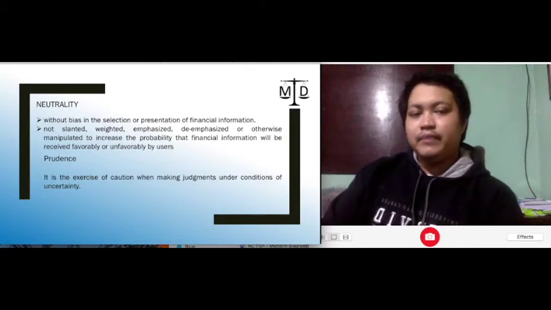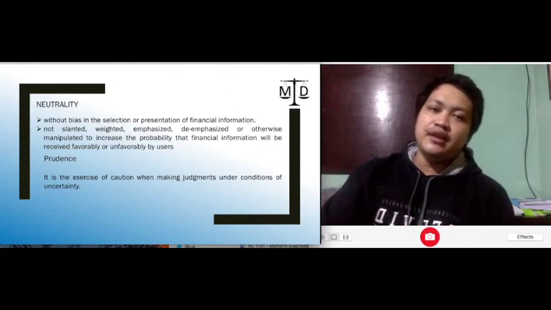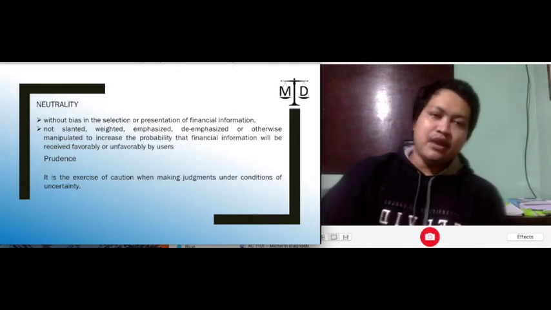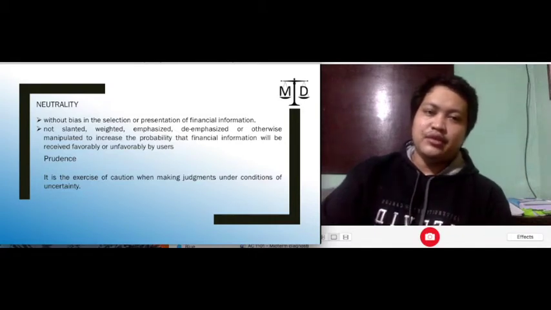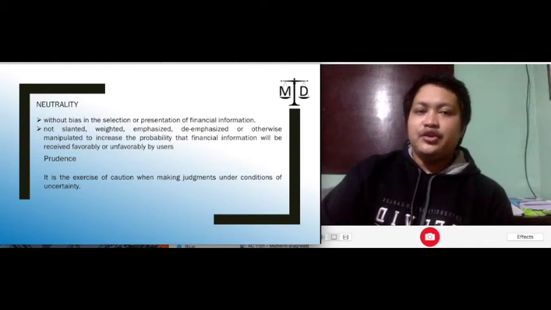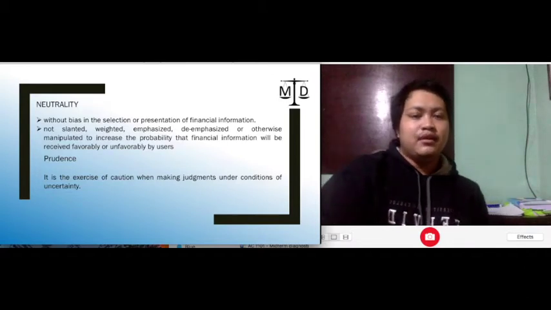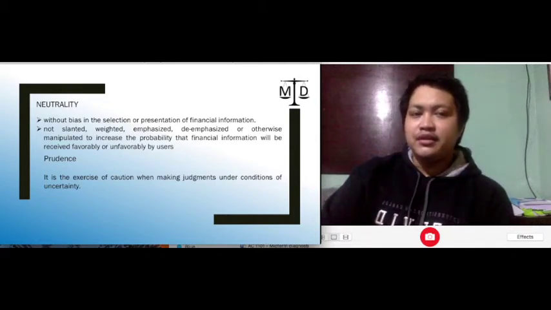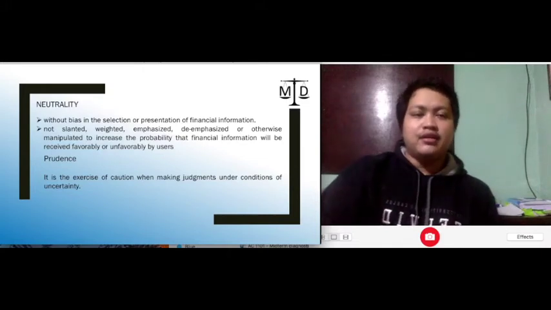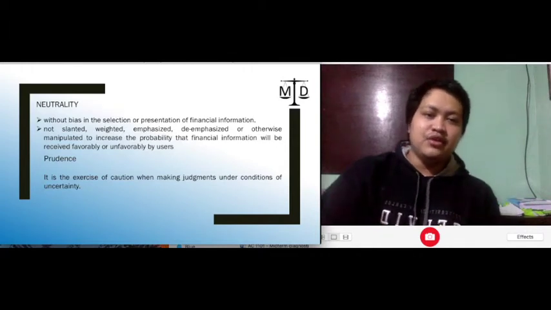Important note mentioned in the framework, though, is that when we say that neutrality is required, we do not mean that information must be capable of influencing behavior of our financial statement users. If that were the case, then that would already violate the requirement of relevance. What the neutrality requirement is trying to prevent is that you willingly or intentionally present information because of a desired reaction from our financial statement users. The preparers of the financial statement must not be working on an angle. They should not have a desired reaction from the financial statement users.